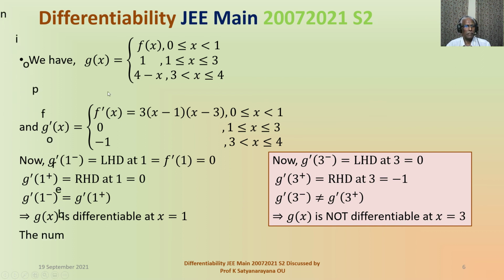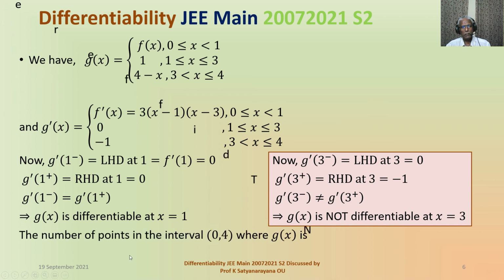Therefore, our answer is that the number of points in the interval 0 to 4 where g of x is not differentiable is only 1. At only one point it is not differentiable. That point is x equal to 3. Our answer is 1. So that is the discussion of the solution of the given problem about differentiability from differential calculus.